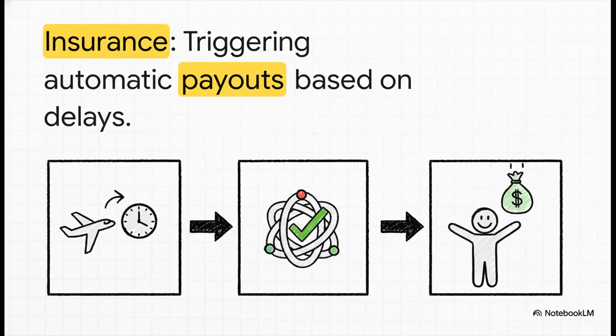And then there's insurance, just like with our farmer. Imagine you buy flight insurance that's built on a smart contract. The moment Chainlink's oracles confirm your flight was delayed by more than 2 hours, you get an instant automatic payout. No filling out claim forms, no waiting on hold with customer service, just pure automated efficiency.